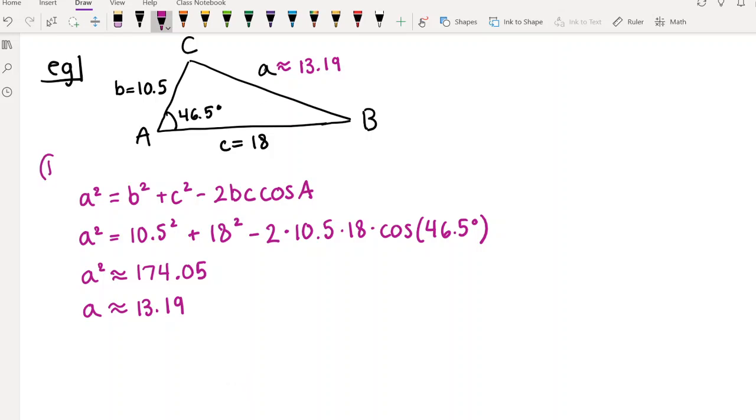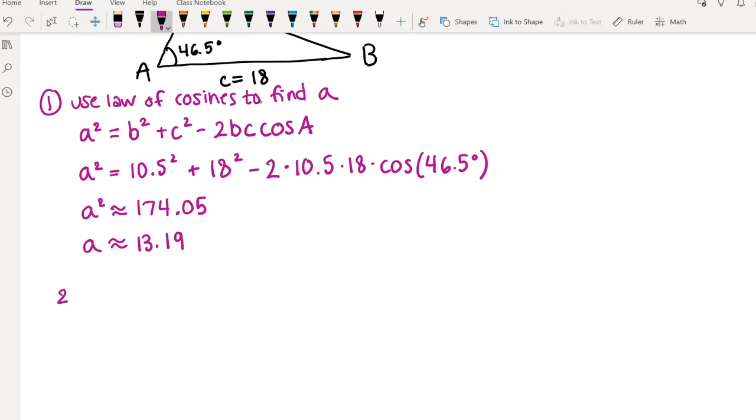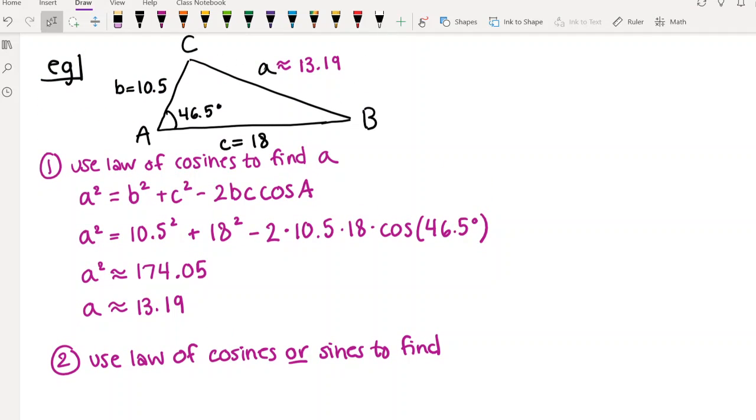So maybe let me just write down what we did. The first step is that we use the law of cosines to find side A. But now that we have side A, we can use the law of cosines or the law of sines to find one of the angles. And then once we find one of the angles, we can find the third one using the fact that they add up to 180. So let's just say angle B.